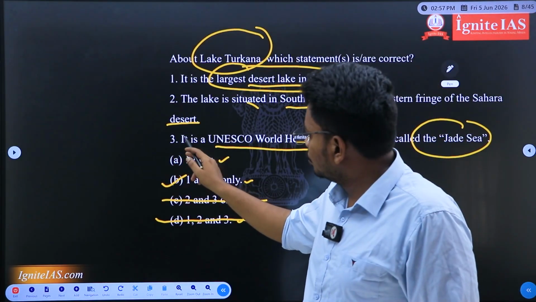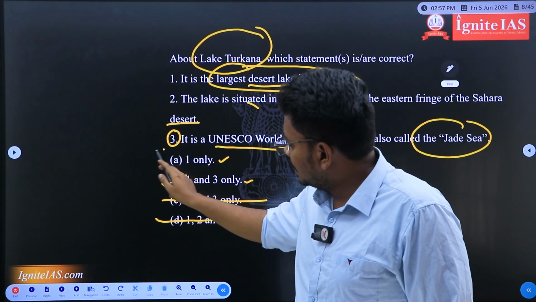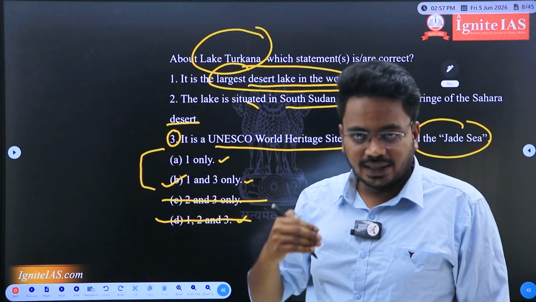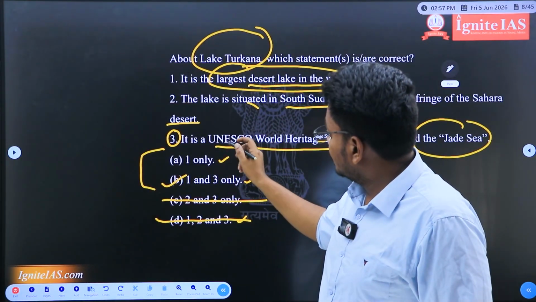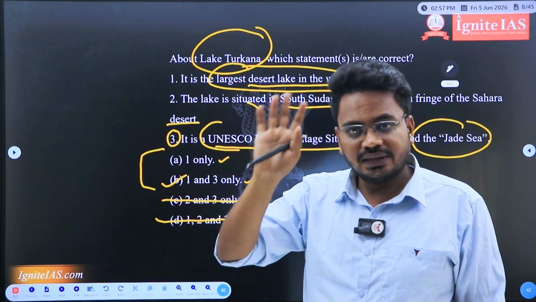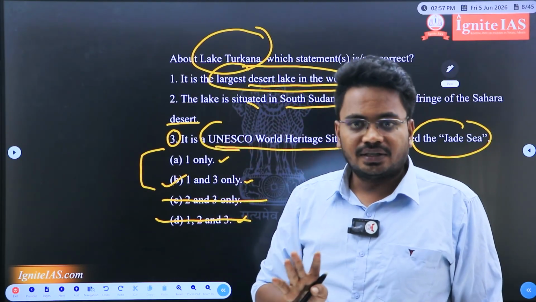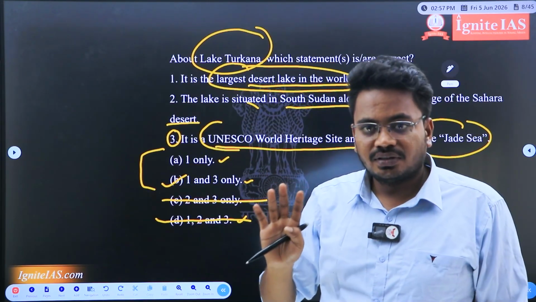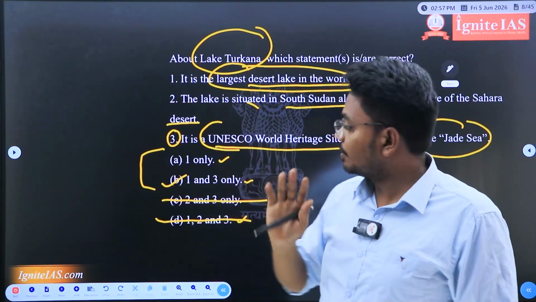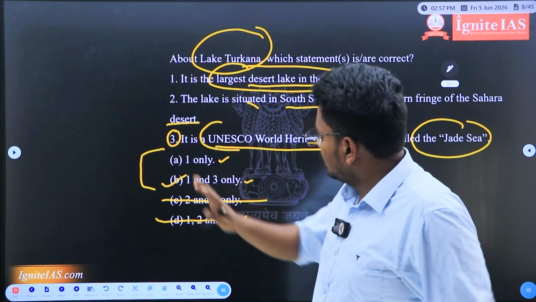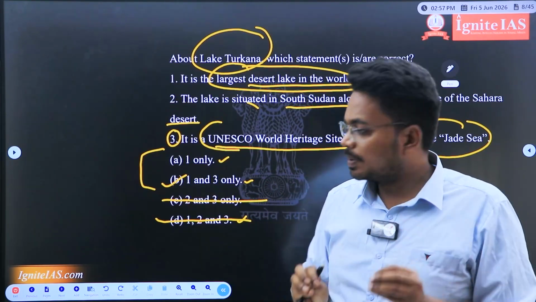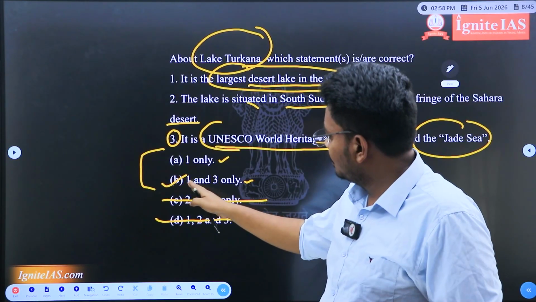Suppose you don't know statement number 3, you will be left with option A and option B. For those who want to make a wild guess, whenever we see a UNESCO World Heritage Site, usually that statement will be right. So you can take a blind guess, right? If you guess, then the answer will be 1 and 3 when you don't know statement 3. Overall, if you go by the concept which you read during your preparation, the answer would be option B, 1 and 3.